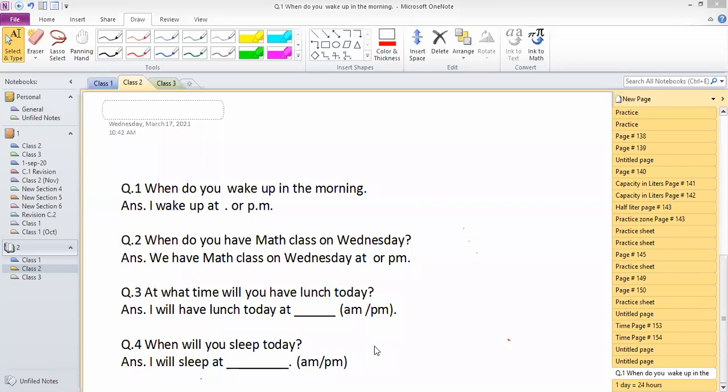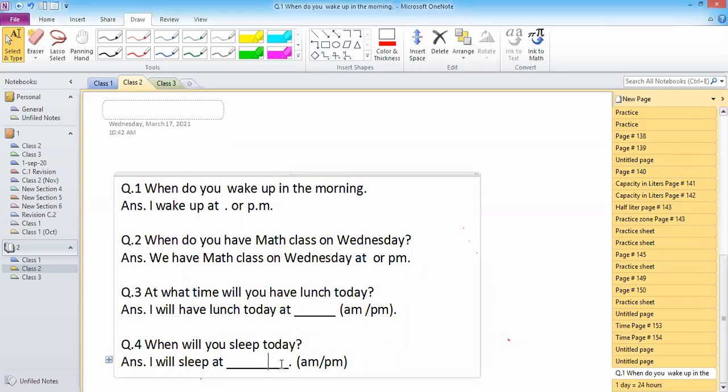All right, guys. So you see, students are answering when will you sleep? They are saying 8 PM, 9 PM, 10 PM, because they are sleeping at night, not at midnight. So they are using PM. When the question is asked to you, at what time will you have lunch today? You say that we will have lunch today at 1 PM, 2 PM, or 3 PM. Why? Because PM also includes afternoon time.